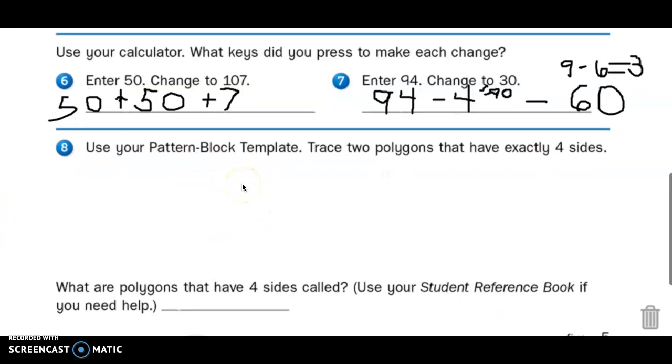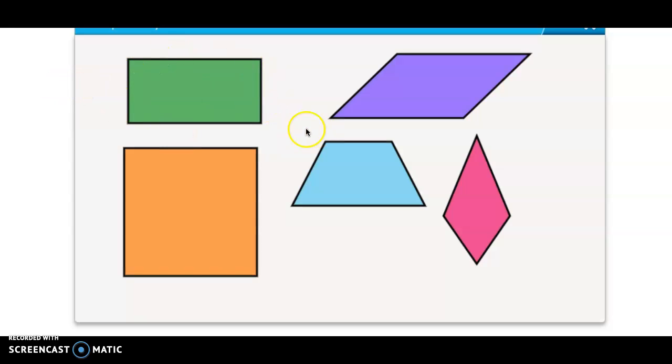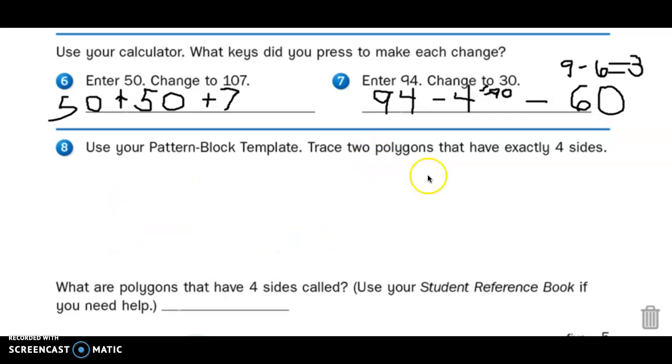Use your pattern block template to trace 2 polygons that have exactly 4 sides. Right now, what I want you to do is copy down these. Look at how they have 4 sides. Okay, so 1, 2, 3, 4. Here's your rectangle, 1, 2, 3, 4. Here's a square, and here are other polygons because look, 1, 2, 3, 4. 1, 2, 3, 4. And 1, 2, 3, 4. So put me on pause if you need to, and copy 2 of those polygons into your math journal page.